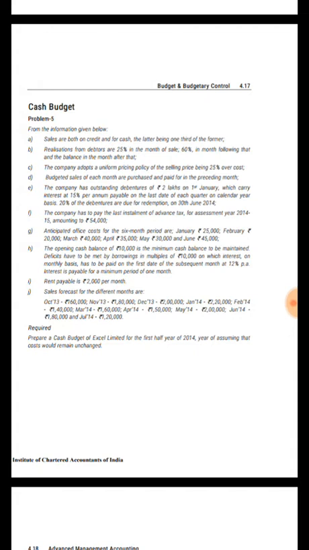The opening cash balance of 10,000 is the minimum cash balance to be maintained. Then deficits have to be met by borrowings in multiples of 10,000, on which interest on monthly basis has to be paid on the first date of the subsequent month at 12% per annum. Means minimum cash balance requirement is 10,000, and if it is going below 10,000, we have to borrow at the rate of 12%, and interest on that borrowing will be paid next month.